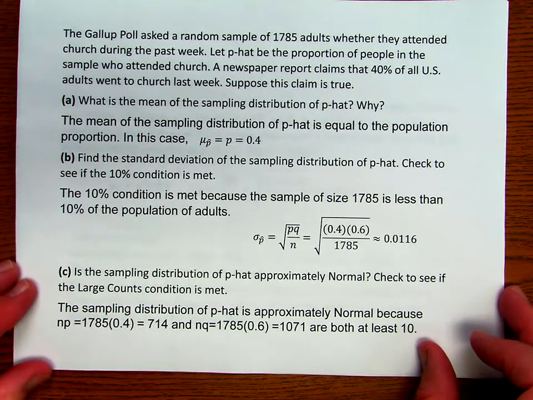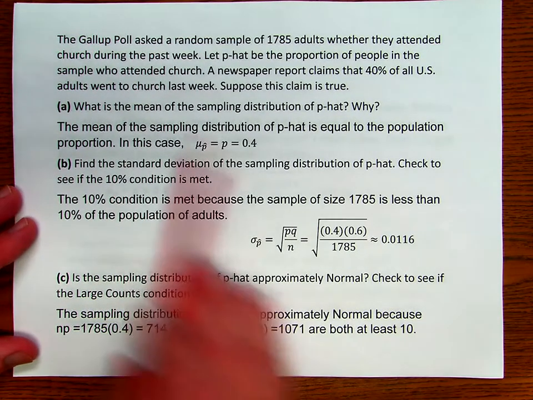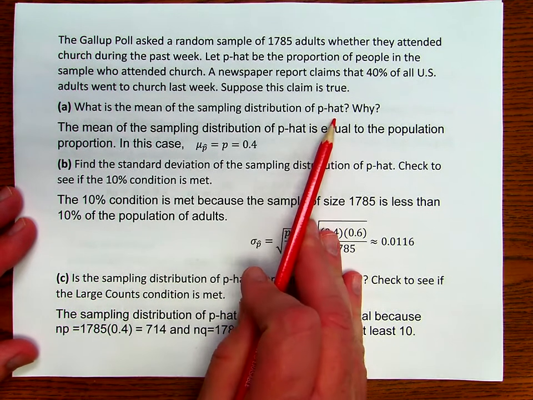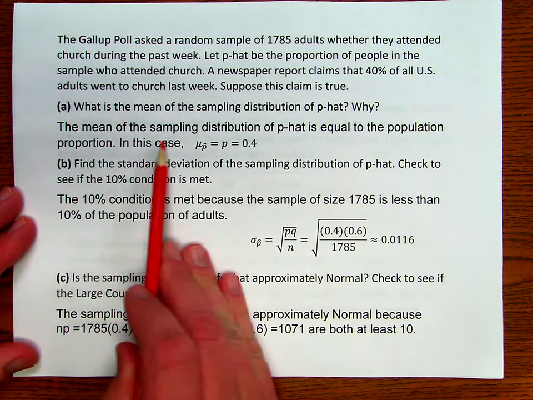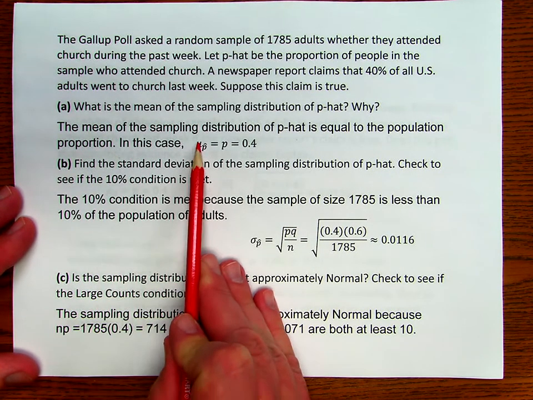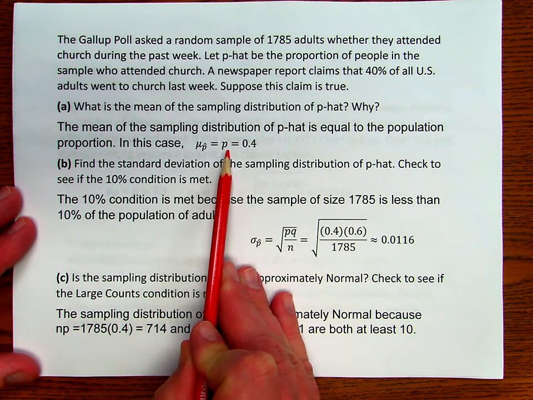Okay, another set of examples to illustrate these ideas. The Gallup poll asked a random sample of 1,785 adults whether they attended church during the past week. Let p-hat be the proportion of people in the sample who attended church. A newspaper report claims that 40% of all U.S. adults went to church last week. Suppose this claim is true. Okay, what is the mean of the sampling distribution of p-hat? Okay, the mean of the sampling distribution of p-hat is equal to the population proportion. So in this case, the mean of the sampling distribution equals p, which is 0.4.